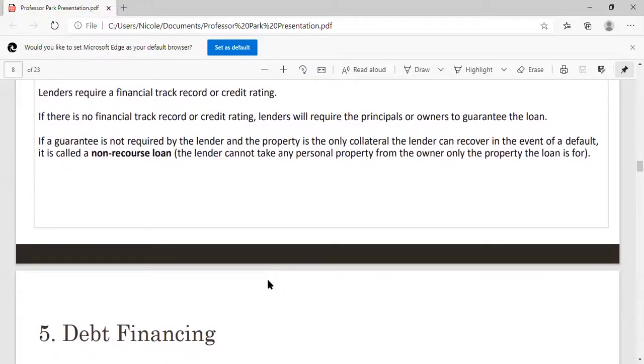So when the lender doesn't require a guarantee, which is a personal guarantee, which means that someone is personally guaranteeing their own assets beyond the property, then it's called a non-recourse loan. And that's pretty typical. Mostly that is the case. And especially if you have a strong track record, you'll be able to get non-recourse. But if you're kind of just starting out, that might not be the case, unfortunately.